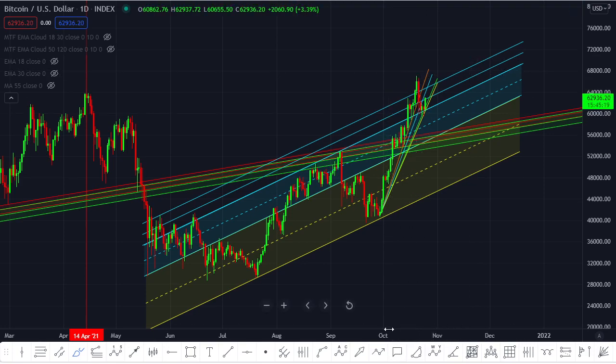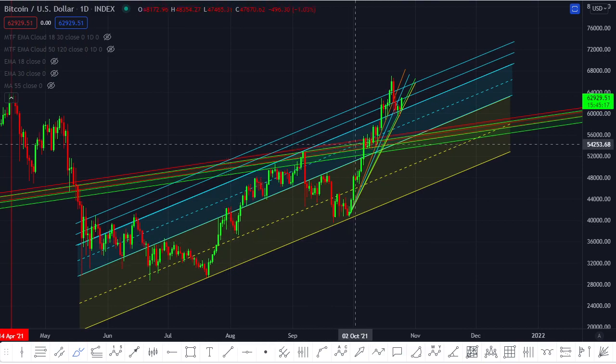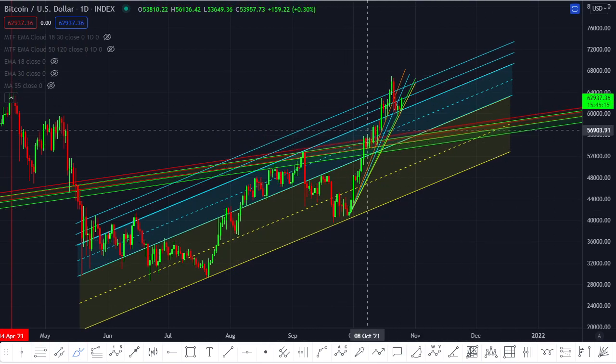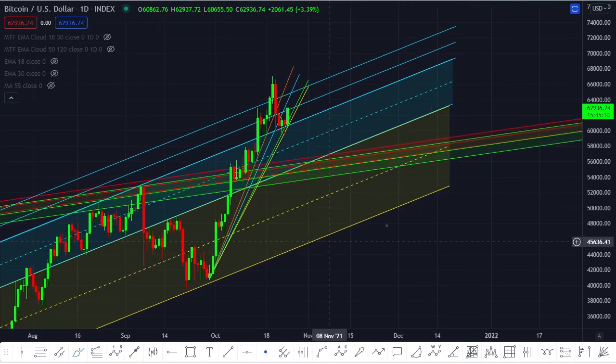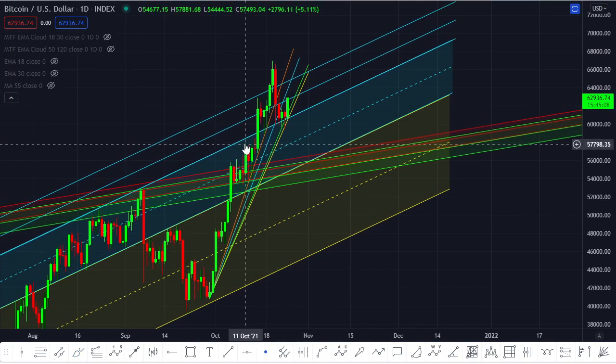Till now, we cannot really say anything. We can say that Bitcoin is looking healthy. In my opinion, though, right now, what it is doing is basically a correction, an ABC correction, because it is overextended.